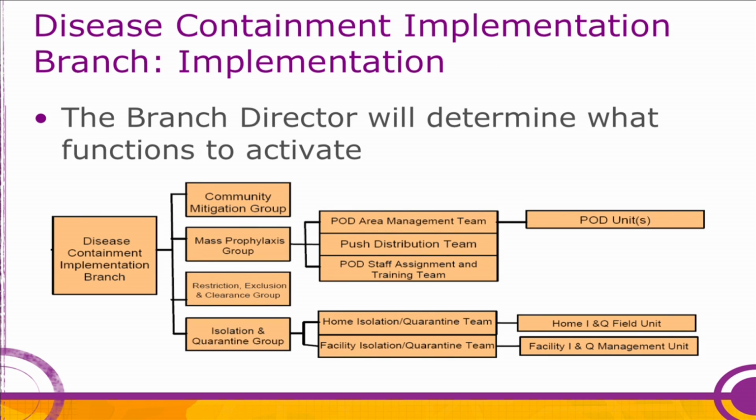Remember that each of these boxes shown in the organizational chart represents a function that might need to occur during an infectious disease emergency. Which boxes and functions are ultimately activated will depend upon the size of the emergency and the type of disease. The branch director will determine what functions to activate based on the needs of the response.